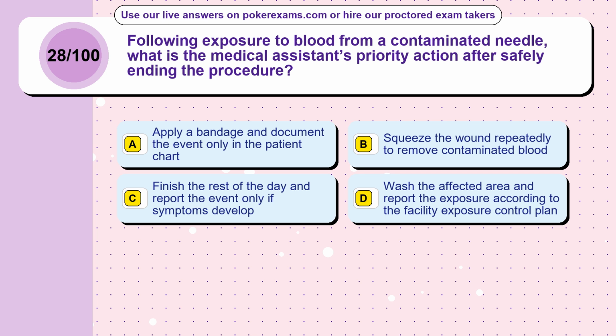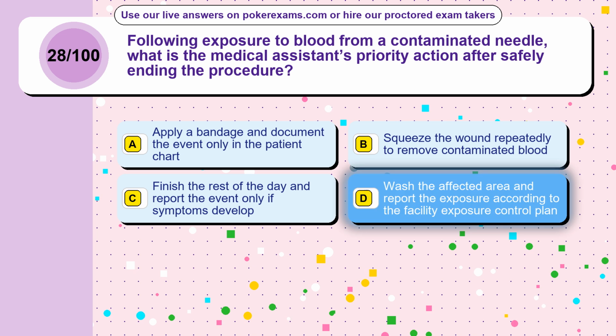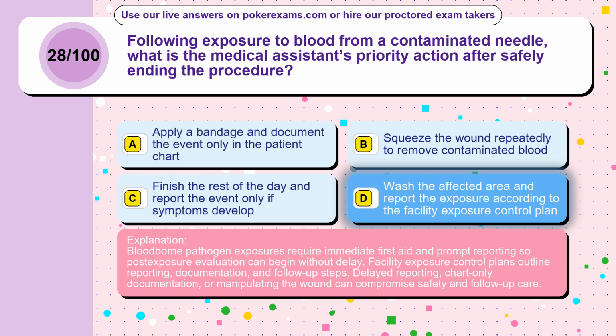Option D. Wash the affected area and report the exposure according to the facility exposure control plan. The correct answer is option D. Wash the affected area and report the exposure according to the facility exposure control plan. Blood-borne pathogen exposures require immediate first aid and prompt reporting so post-exposure evaluation can begin without delay. Facility exposure control plans outline reporting, documentation, and follow-up steps. Delayed reporting, chart-only documentation, or manipulating the wound can compromise safety and follow-up care.